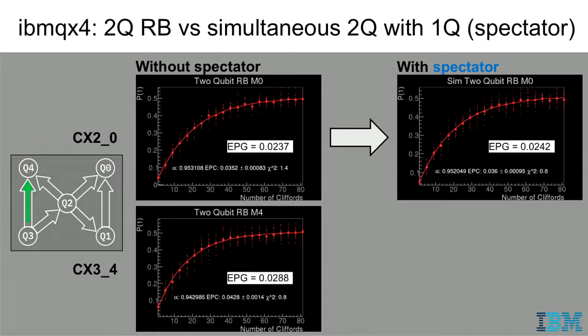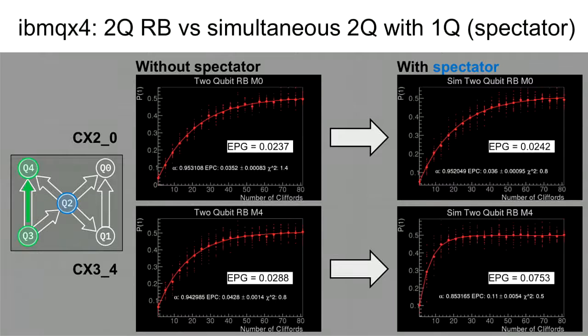So let's look at another pair, CX34. Again, the error per gate is less than 3%. But once you add this central qubit, now the error per gate is above 7%. So just by doing this simultaneous 2-qubit and 1-qubit RB, we clearly see that there is some sort of crosstalk. This is a fast method to see that there is some type of crosstalk, and now we could think about how to correct for it.